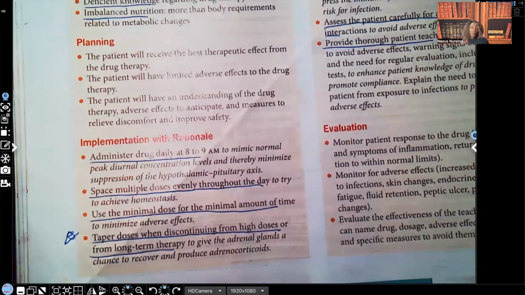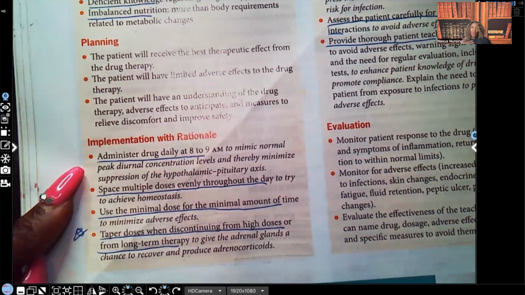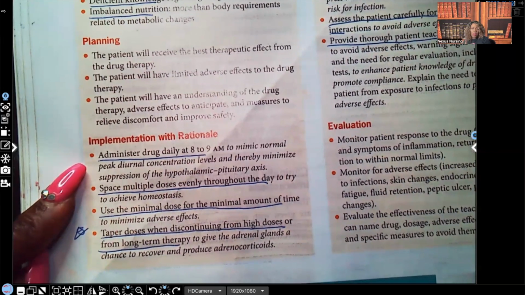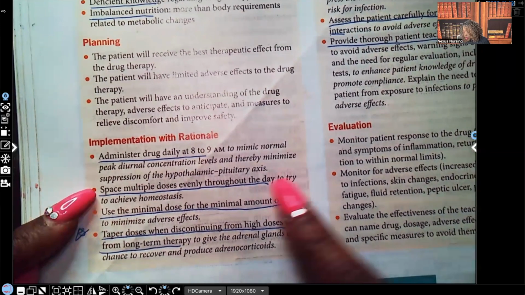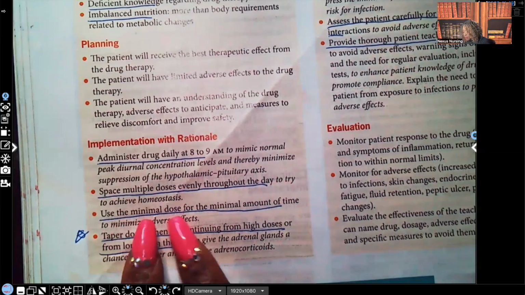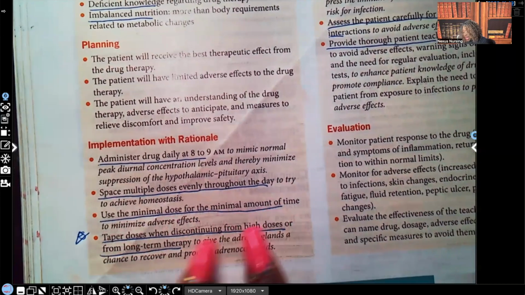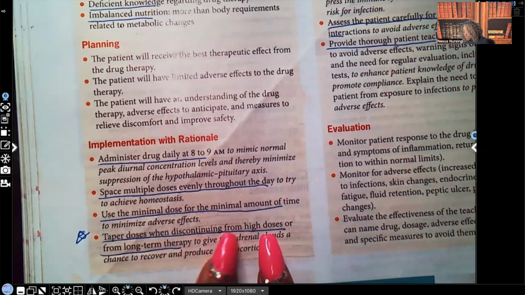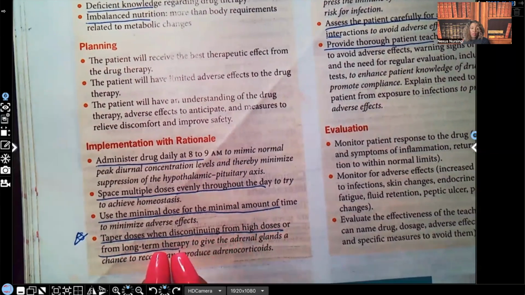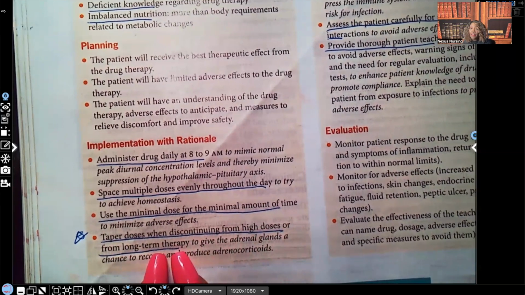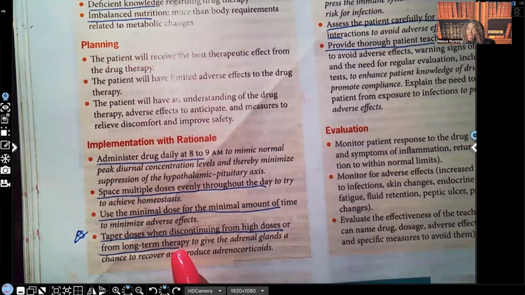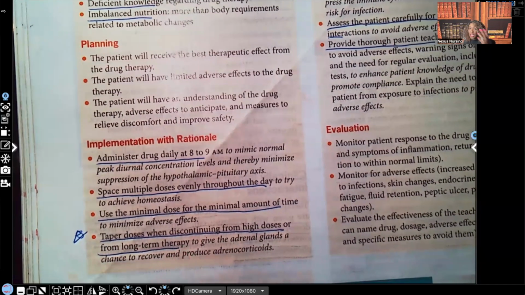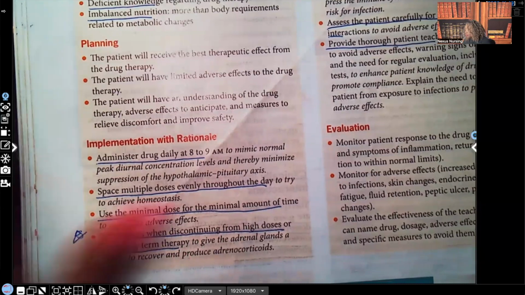They need to take it in the morning because remember, it needs to mimic what your body naturally would do, and it secretes the most in the morning where you need the energy to go on throughout the day. Space multiple doses throughout the day, use a minimal dose for the minimal amount of time, taper doses when discontinuing from high doses or from long-term therapy. That is not for people who've gotten both of their adrenal glands removed. If the reason you're taking this medication is because you don't have any adrenal glands, there is no tapering. Think about it. You have no adrenal glands.